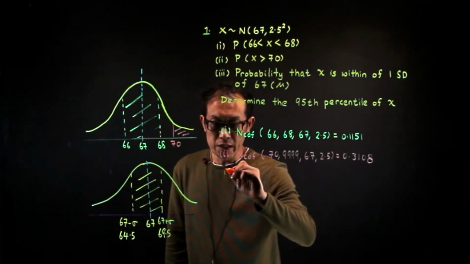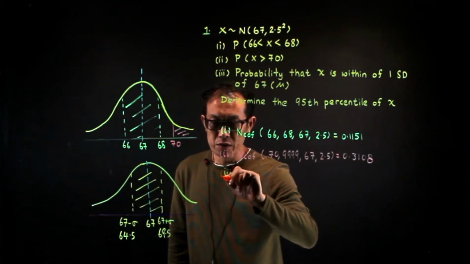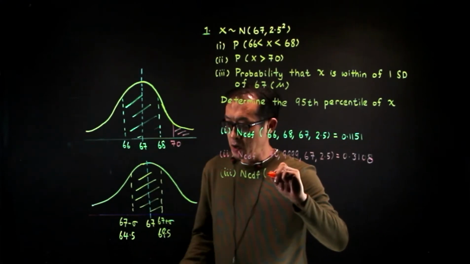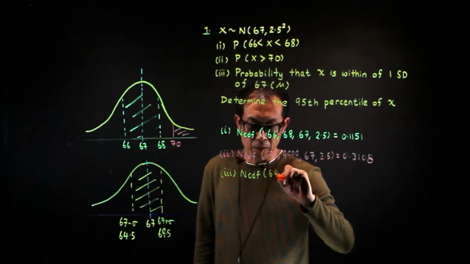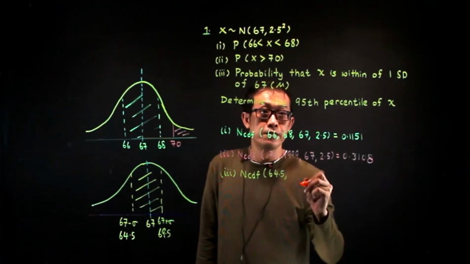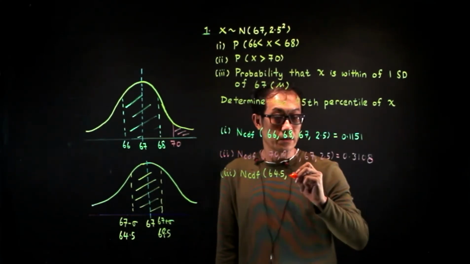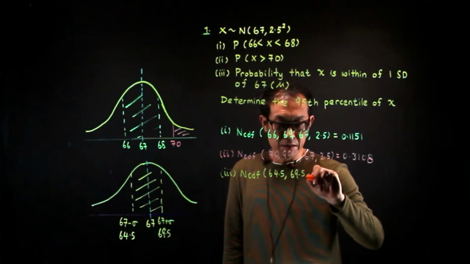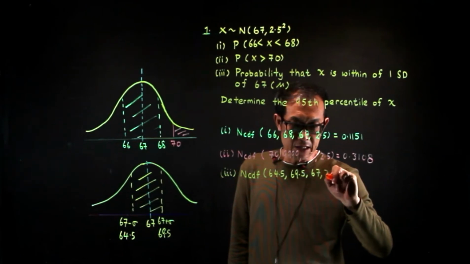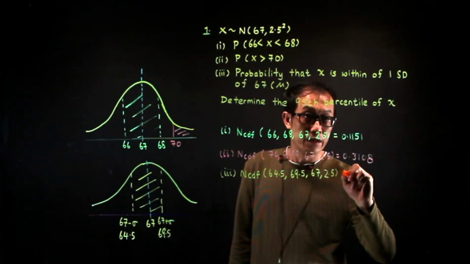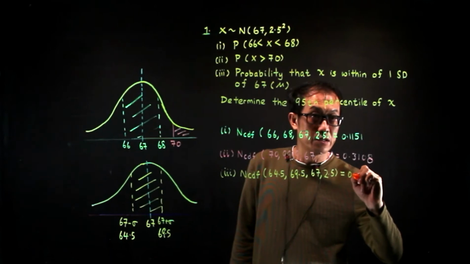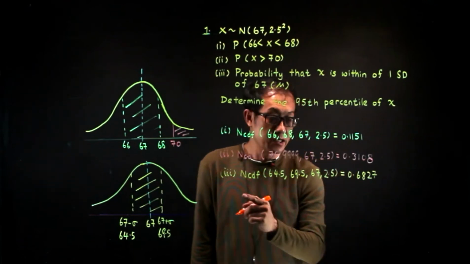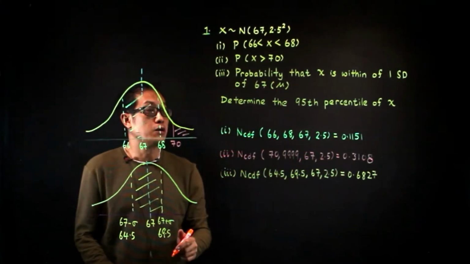So all you need to do is, same thing, use your normal CDF. Lower limit 64.5, upper limit 69.5, mean 67, standard deviation 2.5, and then you get an answer of 0.6827. This is your answer to part 3 of the question.